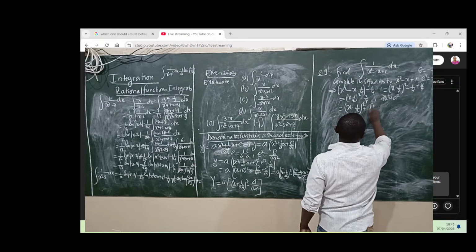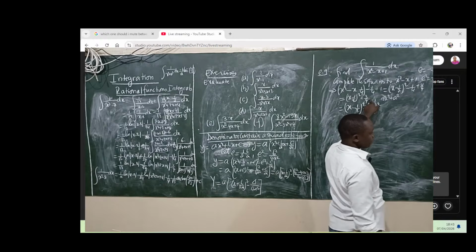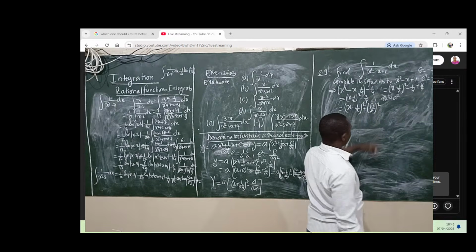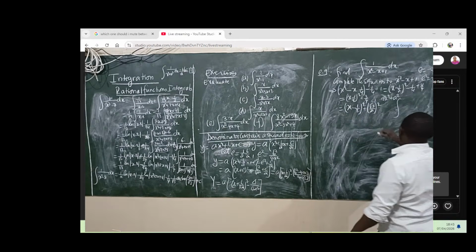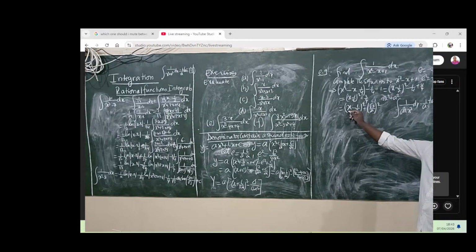As you see, when dealing with integrals, we know 1 by x squared plus a squared is given by 1 over a times the inverse tangent of x over a plus the constant of integration. In our case, our x is this, while our a is this.